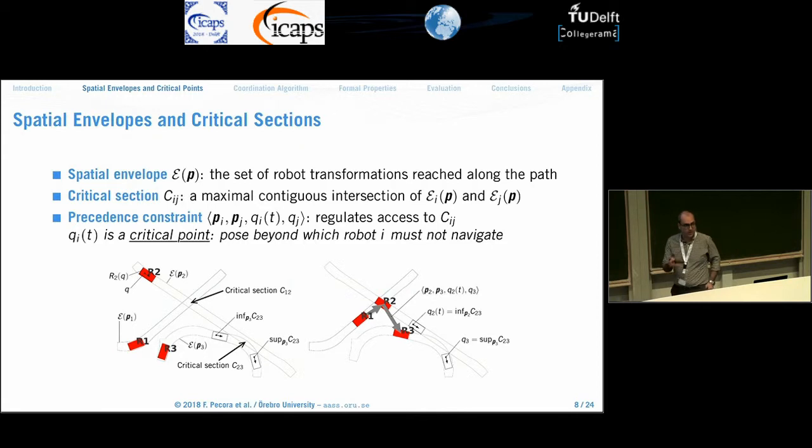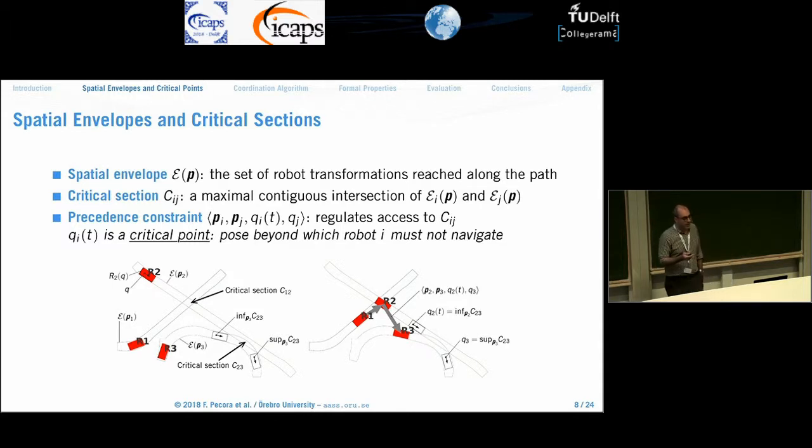In particular, a precedence constraint, as we defined it in the paper, is something that is purposefully simple. It is a representation that tells us that robot I, navigating along path PI, may not navigate beyond configuration QI until robot J, navigating along path PJ, has reached configuration QJ. So like in this particular case, this gray arrow represents this precedence constraint, which regulates the access of R2 and R3 to this critical section, stating that robot 2 may not navigate beyond Q2, which is the infimum of the critical section, until robot 3 has reached Q3, which is the supremum of the critical section.